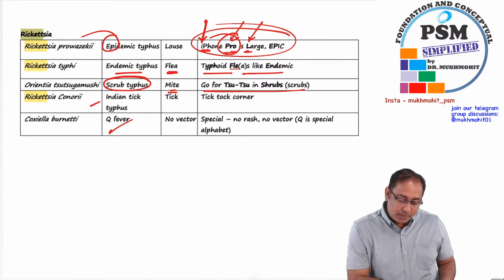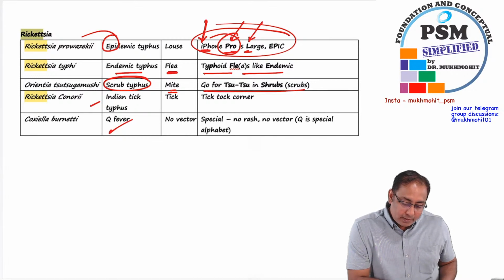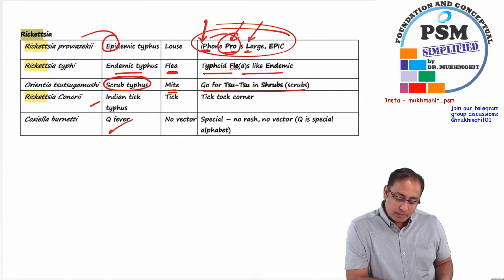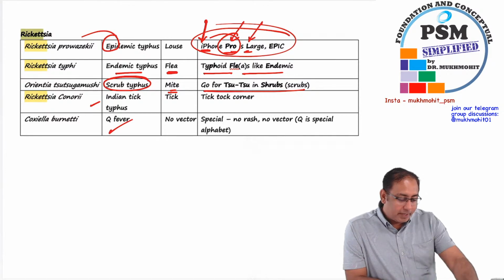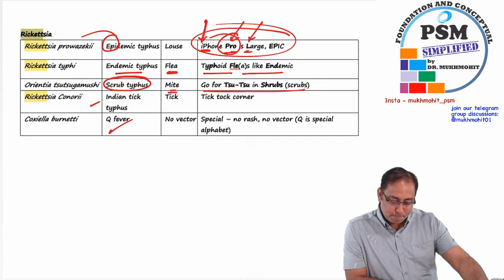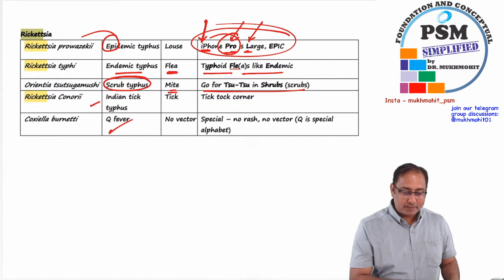Red mite. Why do you say red mite? Like, what is red? Scrub, maybe. Ashima, what do we understand by red mite?